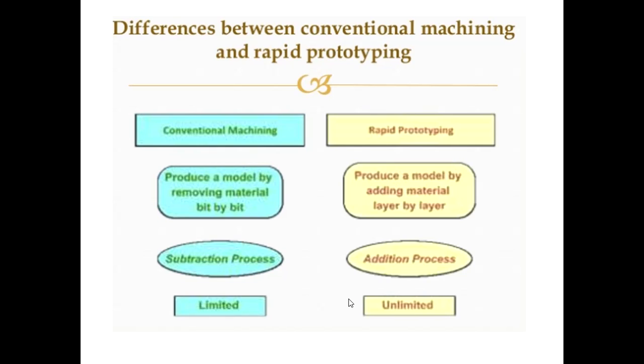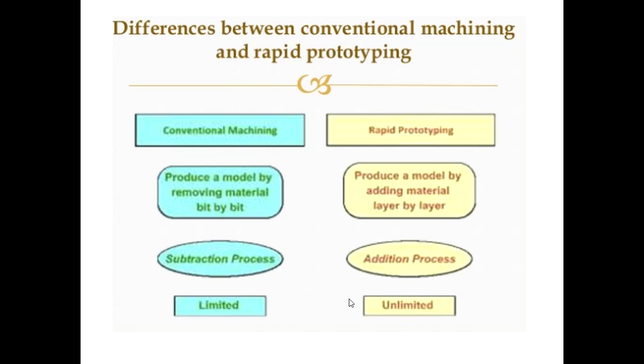So this material will be added layer by layer in the manufacturing. So this is the addition process, and it is an unlimited process. We can add the layers. The number of layers can be added as per your requirements, whatever thickness of the layer you are deciding. So it is the addition process, as compared to the subtraction process of conventional machining.